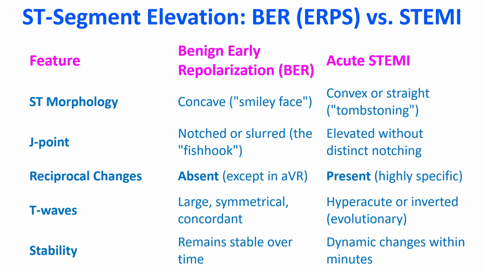Reciprocal changes are absent except in aVR in benign early repolarization, while they are present and probably highly specific for acute STEMI. T waves are large, symmetrical and concordant in early repolarization, while they are hyperacute or inverted in the evolutionary phase of acute STEMI. The pattern remains stable over time in benign early repolarization. It can sometimes disappear with exercise. Dynamic changes occur within minutes in acute STEMI.